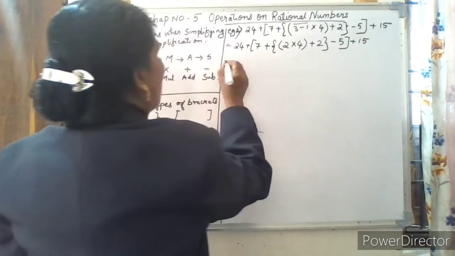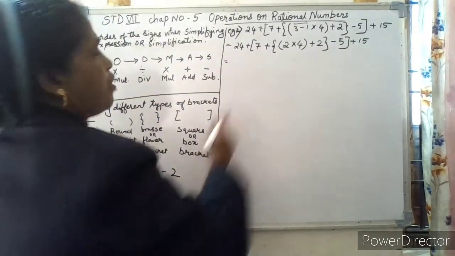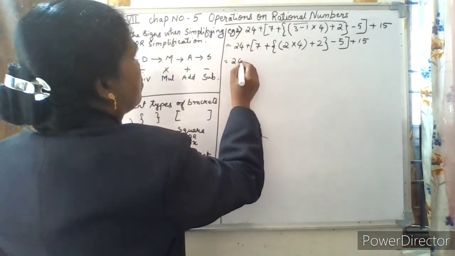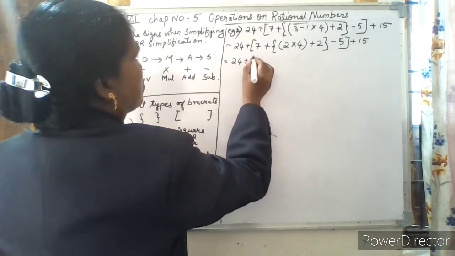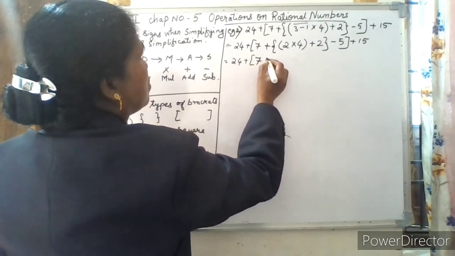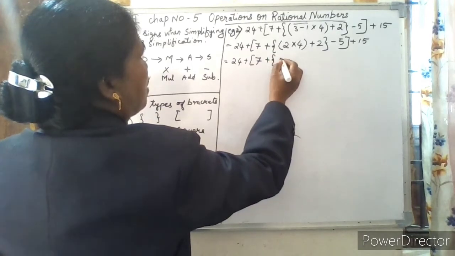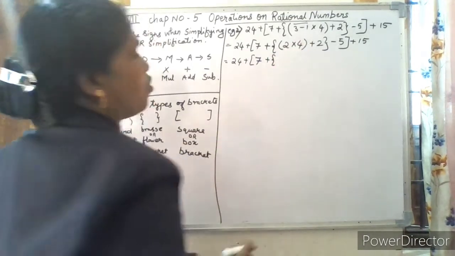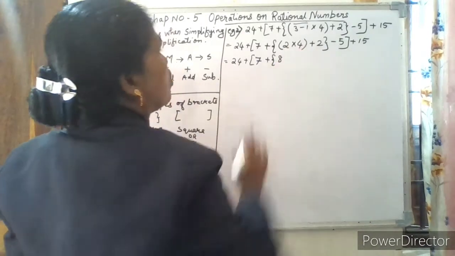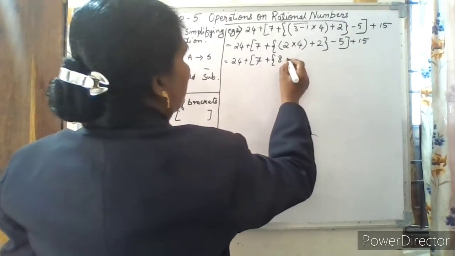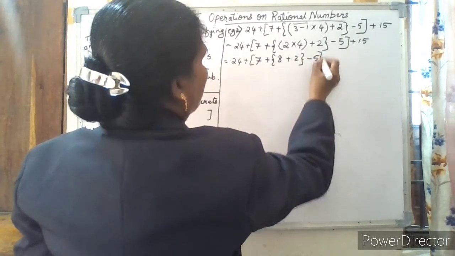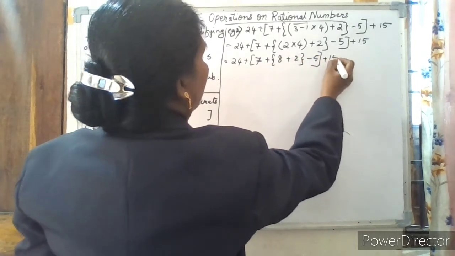Now, go to the next step. Now comes the round bracket. To open the round bracket, write the remaining part as it is, plus 7 open box bracket, 7 plus open brace bracket. Now comes the round bracket, so solve it. 2 4s are 8. So your round bracket is removed. Plus 2 is there. Brace bracket closed. Minus 5. Box bracket closed. Plus 15.